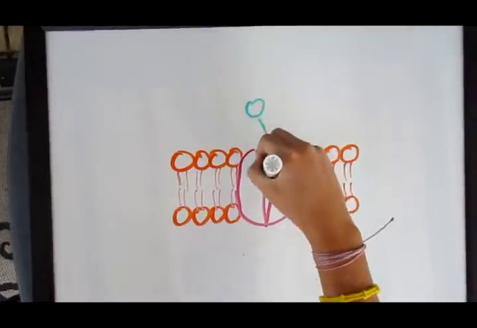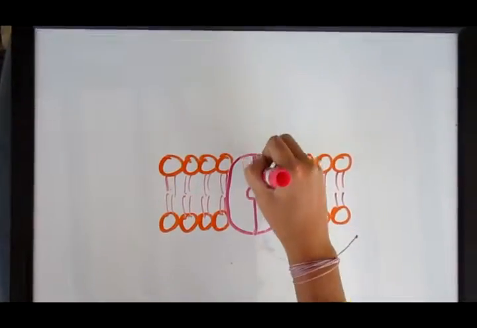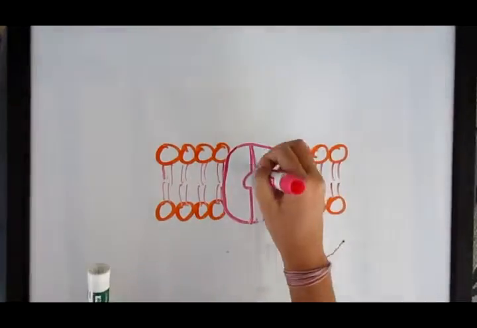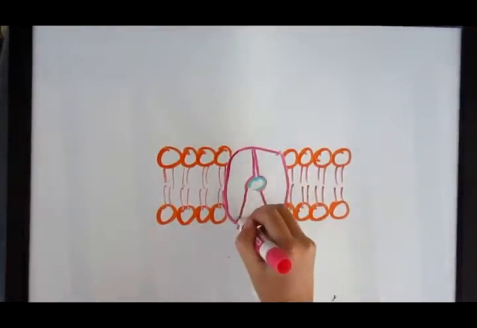The final type of protein is a carrier protein. A polar molecule or ion will bind inside of the protein, and the protein will change its shape to allow the molecule or ion to pass through the plasma membrane.